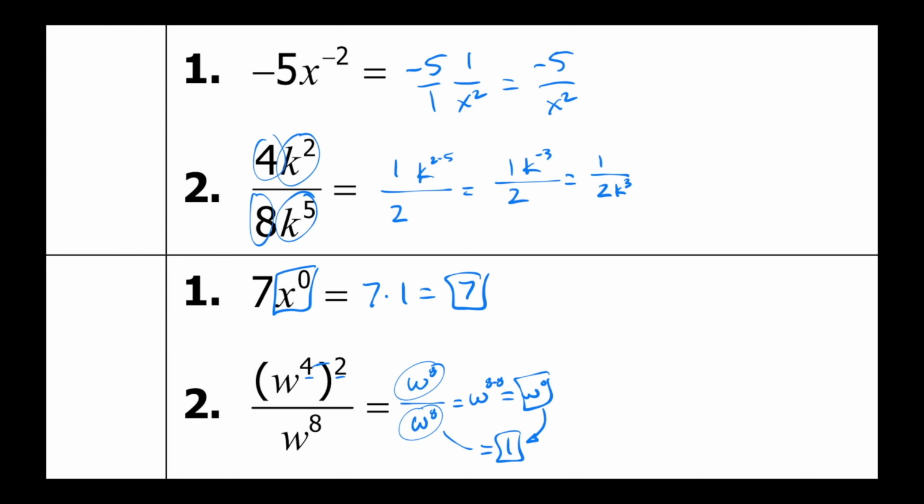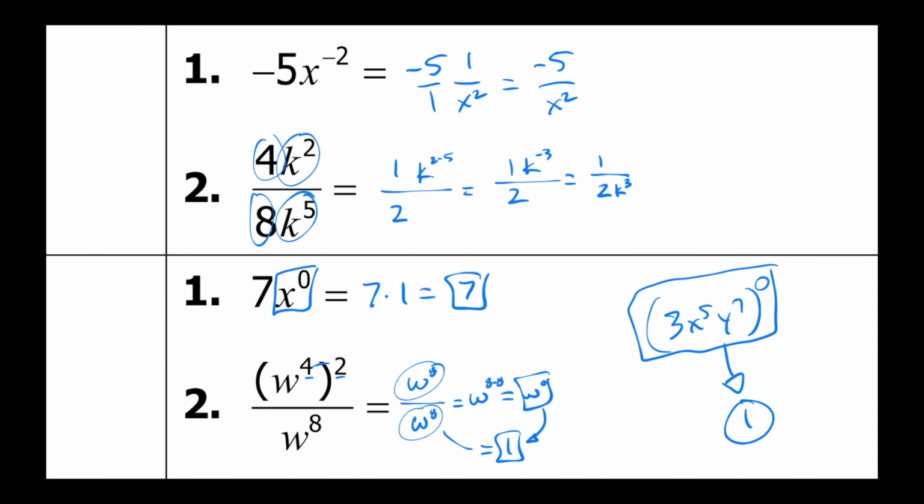So if the zero exponent's confusing you, let me know exactly what's confusing you, because anything to a zero power, that whole thing just turns into one. The exponent doesn't turn into one. The whole thing turns to one. For instance, if I had 3x to the 5th, y to the 7th, all to the zero power, this whole thing is just 1.